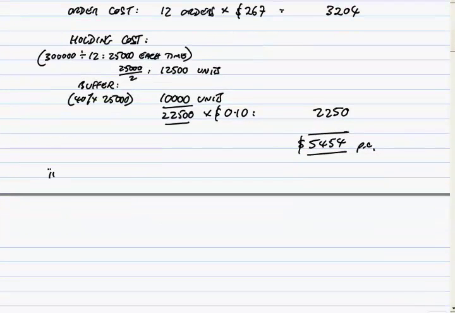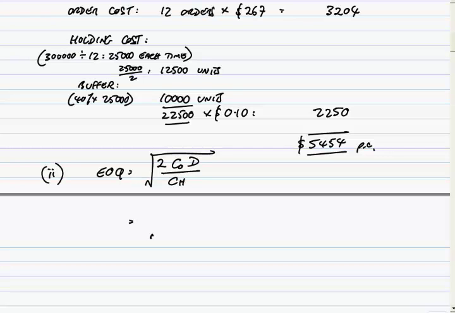Part 2, though, says what would it be if we used the economic order quantity? Well, you've got the formula on the formula sheet. The economic order quantity is root 2 C_O D over C_H. C_O is the order cost each time, which is 267. D is the total demand per year, 300,000. C_H, the cost of holding 1 unit for a year, which is 10 cents.